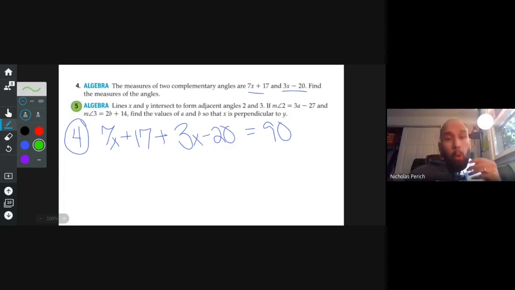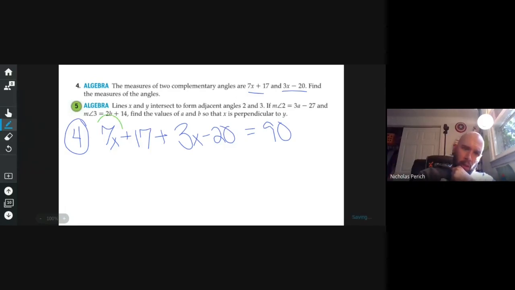And time's up. Hopefully you can work fast, or you could just beat me to it. And if you do beat me to it, just put what x equals in the chat, please. So work ahead of me. Put what x equals in the chat.